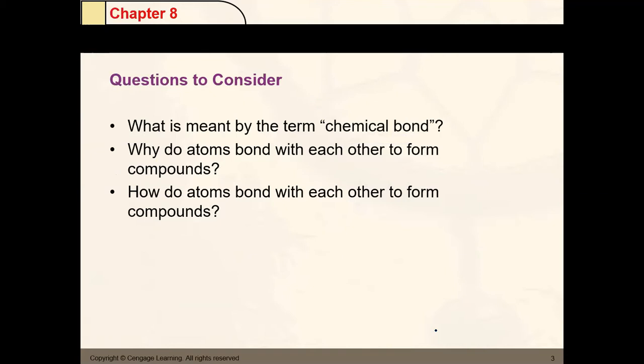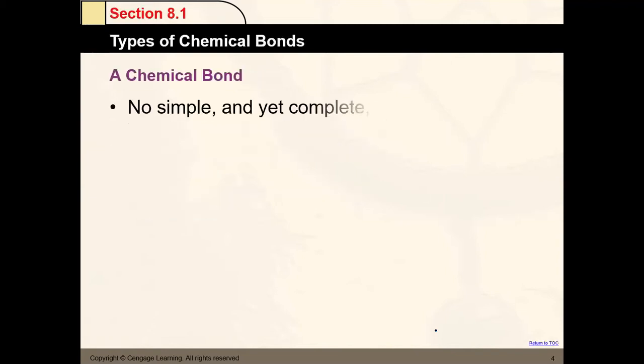Okay, so the questions to consider for this chapter, that's how we're going to start this chapter, by formulating these questions: What is meant by a chemical bond? When do we form a chemical bond? Why do atoms bond with each other to form compounds? How do they do it, and why do they do it, right? Those are the ones we are going to answer today in this very first part of the chapter.